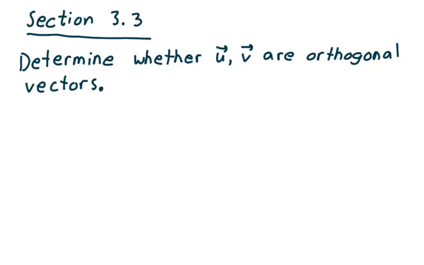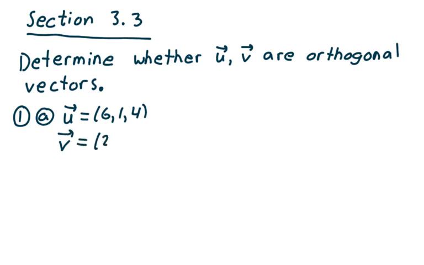This is a video from section 3.3 in a linear algebra class. The directions say to determine whether u and v are orthogonal vectors. Let's take a look at 1a. Suppose we have u equals the vector 6, 1, 4, and v is the vector 2, 0, negative 3.